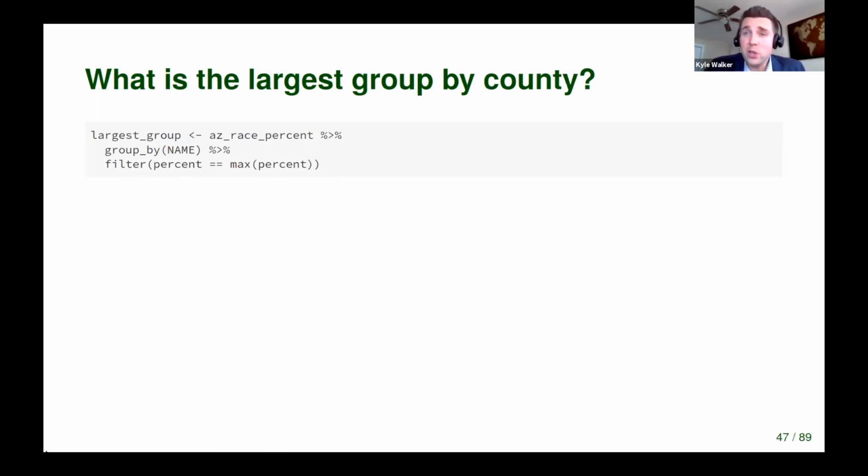Let's ask this question. What is the largest group by county? A group by and a filter can be used to do this in a fairly straightforward way. We read this code as, give me back a new data set called largest group that's derived from my Arizona race percent data set. Take my Arizona race percent data set, then group it by the name column, which is going to be our county, then filter that data set where the percent column is equal to the maximum value in the percent column for that county. Stitch that data back together, and let's see what we get back.